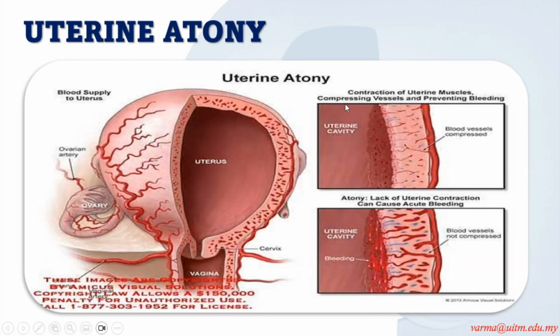So what is uterine atony? We just look at it. We talked about the muscle, ovarian artery and uterine artery supplying. So in the uterine cavity, this is endometrium, this is your myometrium. Contraction of uterine muscle compresses vessels and prevents bleeding.